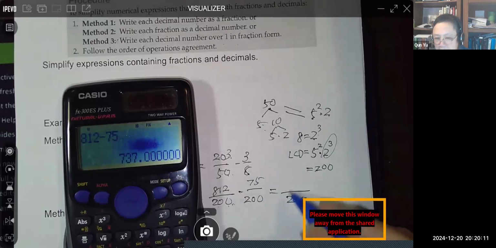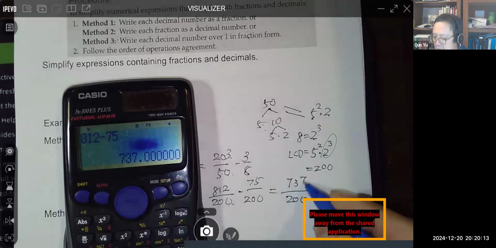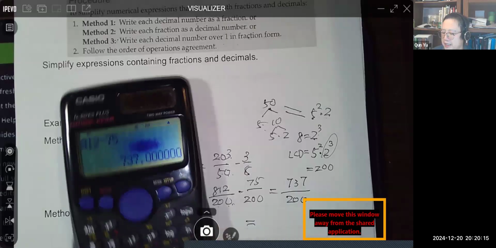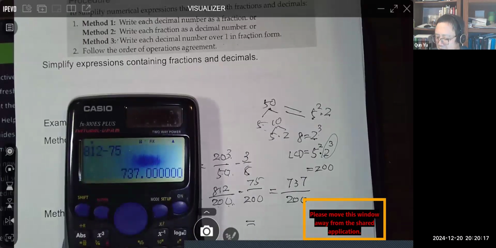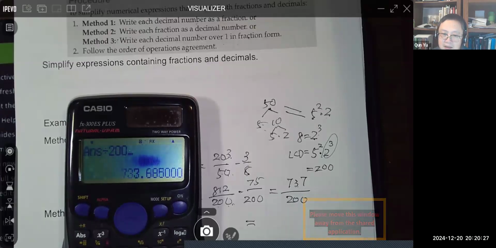We get 737. Now we need to convert it back to a mixed number. So use 737 divided by 200. I just divided by 200. 3.685. That means I have 3 200s in it.